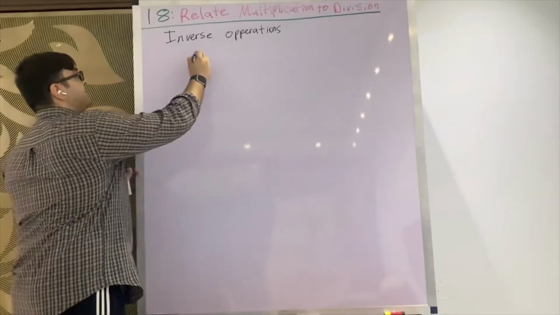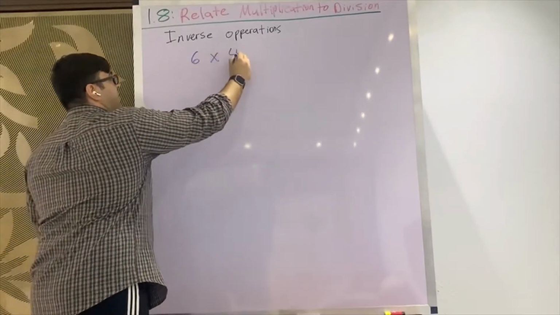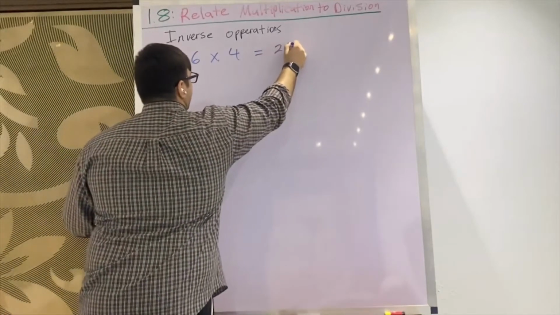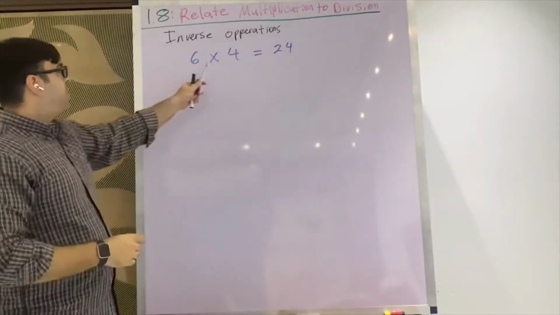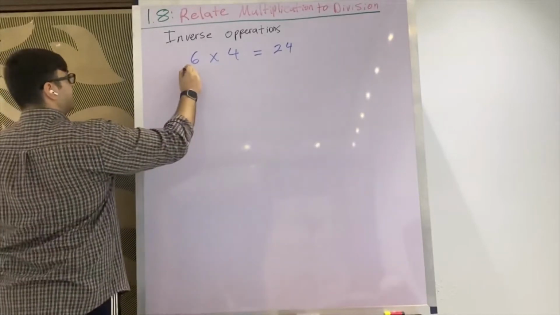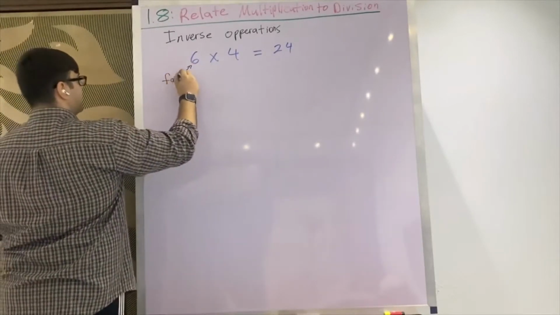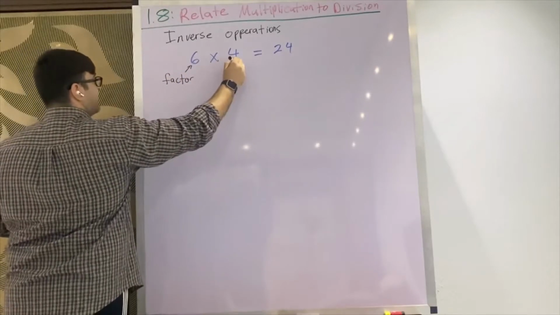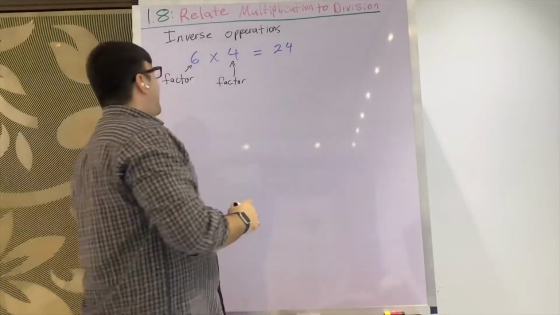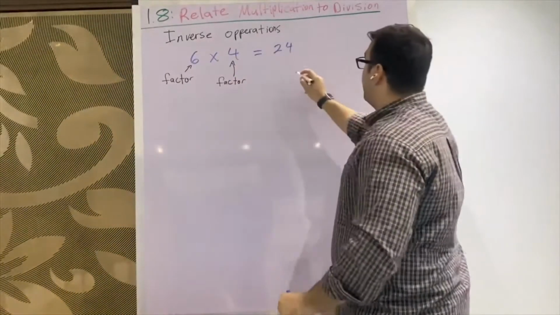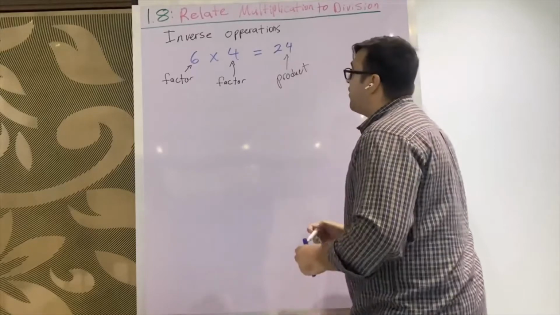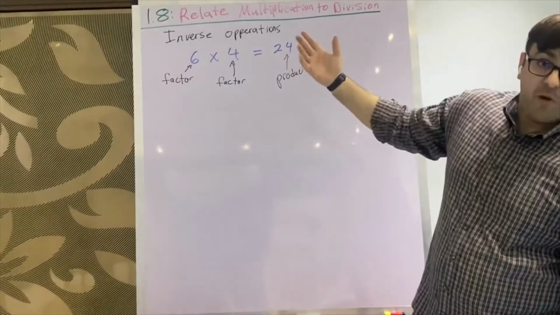If I have 6 times 4, this will give me 24, as hopefully you guys will know. But what do I call these 3 things here? This is known as a factor. This number here is also known as a factor. And when you have 2 factors that you multiply together, at the end you'll get a product. This is in multiplication.